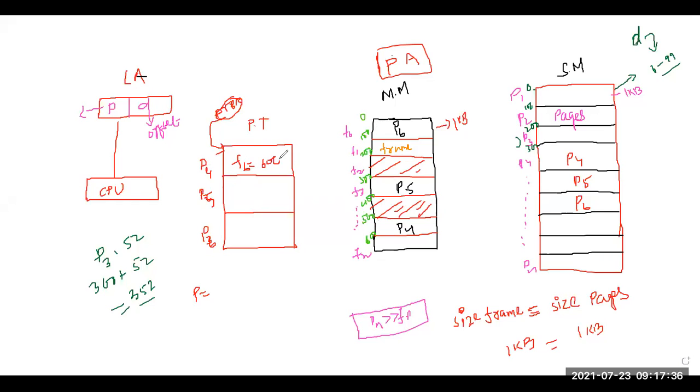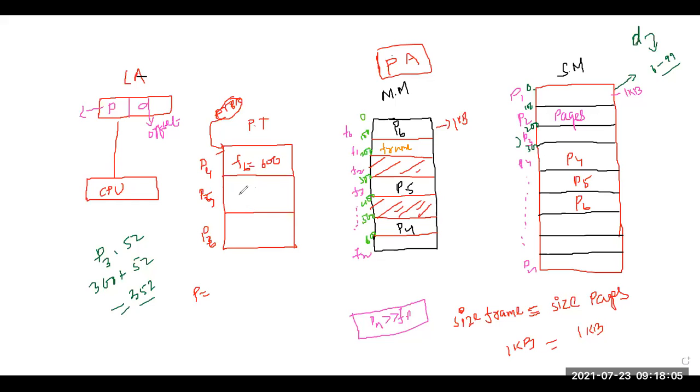Now page table में क्या रहेगा आपका? The page number corresponding to the base address of the frame number. किस frame में, कौन से frame में वो store है? Okay, कौन से frame में particular page store है उसका base address. Similarly बताओ P5 के block में क्या रहेगा आपका? Where is P5 stored?